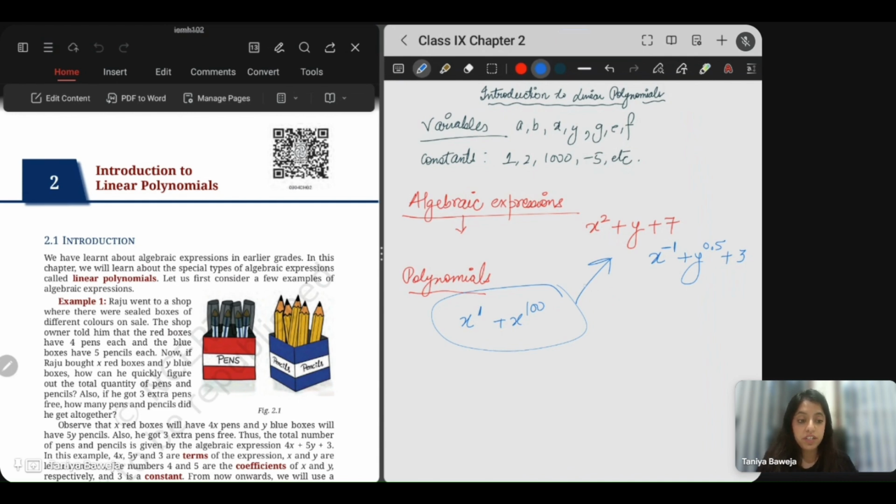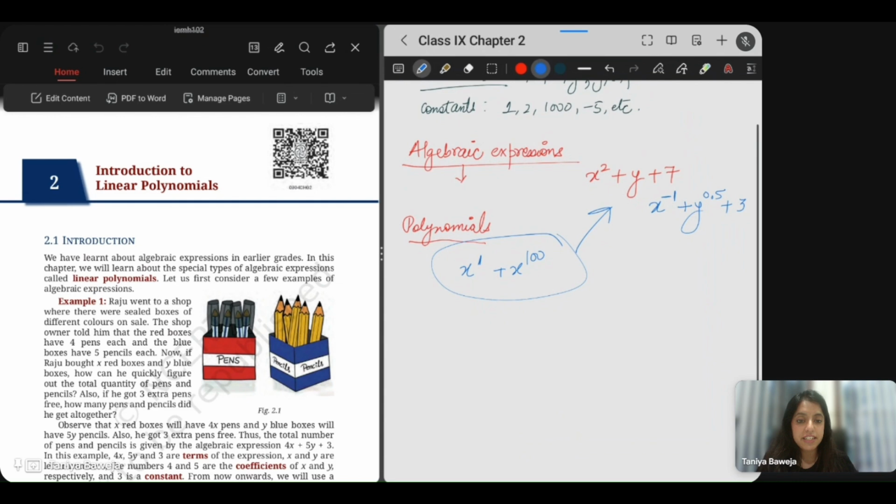Okay. So in this chapter, we are going to talk about linear polynomials. Before we go on to that, before we talk about the term linear, let's talk about the other terms first. The other things that you need to know. Okay, so I hope it is clear till here what is the difference between an algebraic expression and a polynomial. For polynomial, the power of the variable should be a natural number.